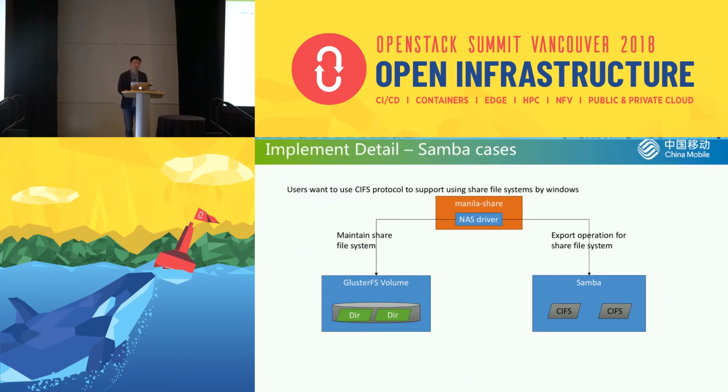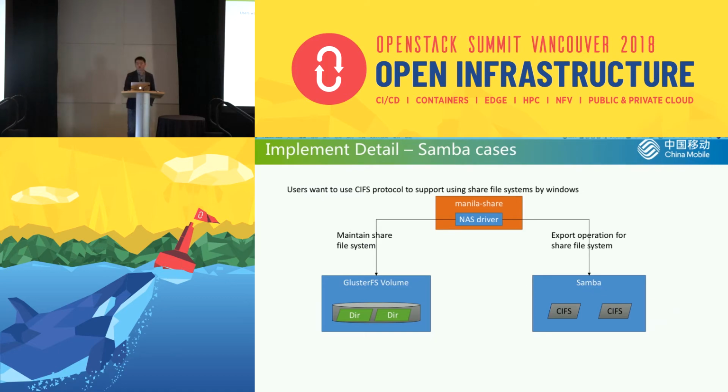In the latest release, we integrated GlusterFS and Samba to support the CIFS protocol for end users, so that they can use the shared file system through Windows and Linux. Also, some new versions of Windows support the NFS protocol. The process of exporting the CIFS protocol is like the NFS process using Ganesha. GlusterFS maintains shared file systems, and the Samba driver does the export operation for the shared file system using commands like net conf.